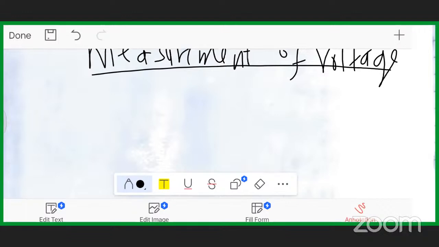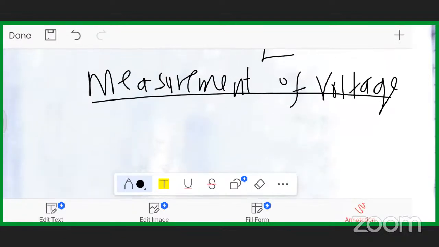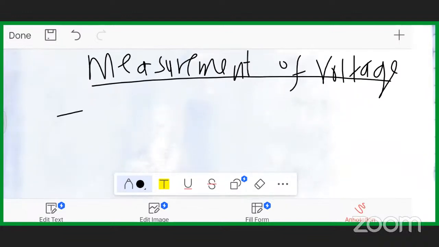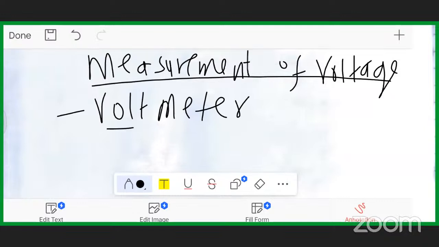Okay, so measurement of voltage, maybe quickly. Voltage you measure using what you call a voltmeter. A voltmeter is the device used for measuring voltage. So this is a device.